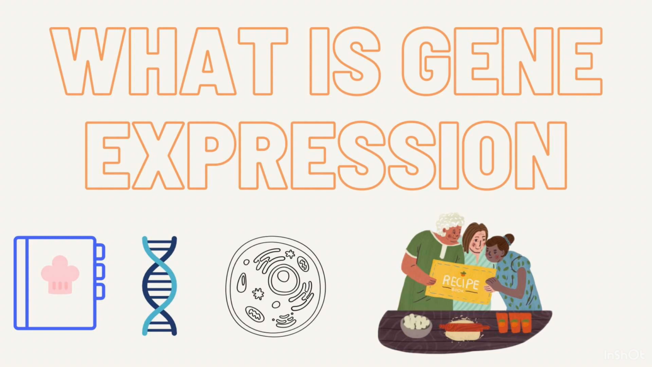This process of using a gene recipe to make a protein is called gene expression. Different cells in our body might use different recipes or genes to make different proteins for different jobs. This is why some cells can do different things, even though they have the same cookbook or genome with all the recipes in it. So now let's look at the question that was in the beginning of this video.